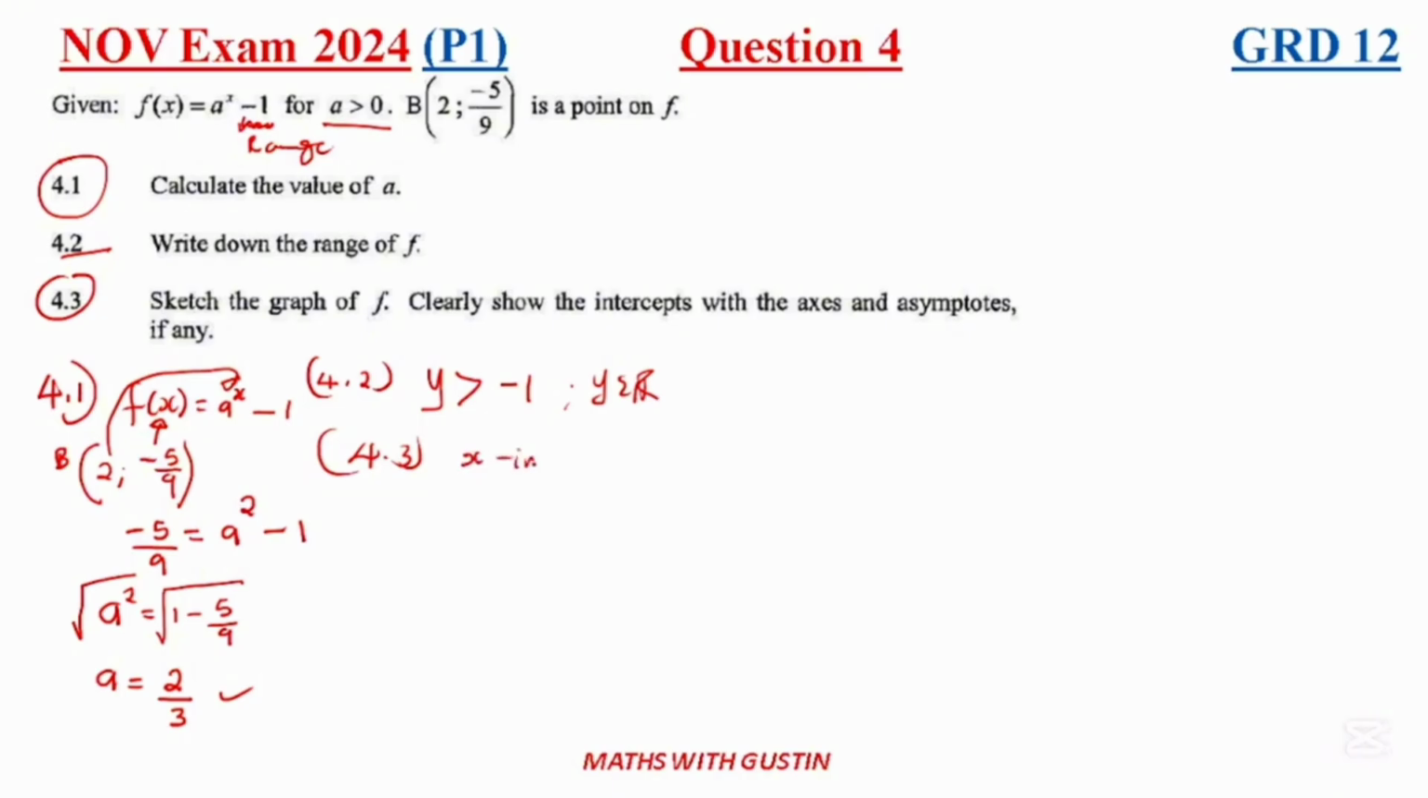We get the x-intercept when y is equal to 0. So on the graph, f of x is equal to 2 over 3 to the power of x, minus 1. If you have a look at this one, guys, we need to make y equal to 0, then we look for the x-intercept and also the y-intercept.